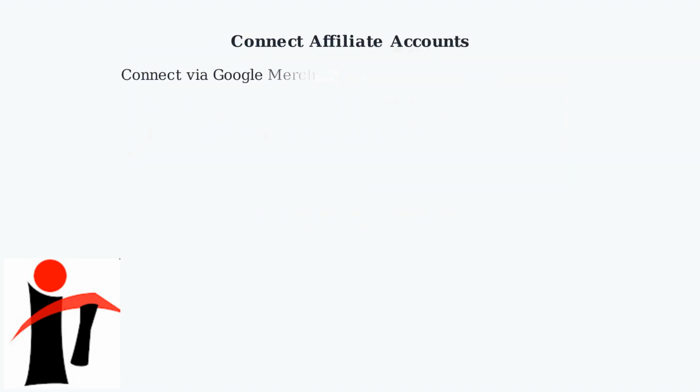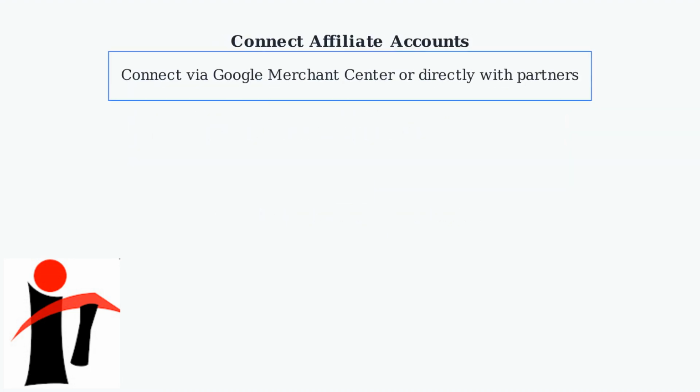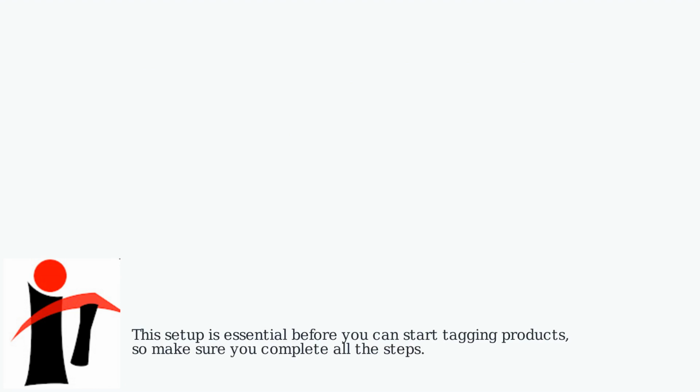Once you're eligible, connect your affiliate accounts. You can do this through Google Merchant Center or directly with partners like Amazon or Walmart. This setup is essential before you can start tagging products, so make sure you complete all the steps.